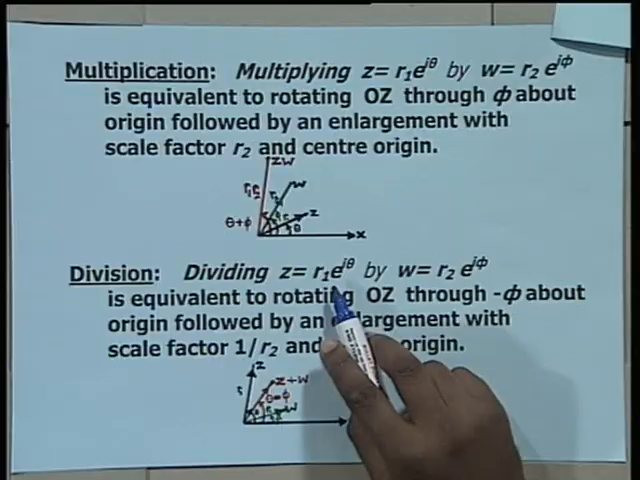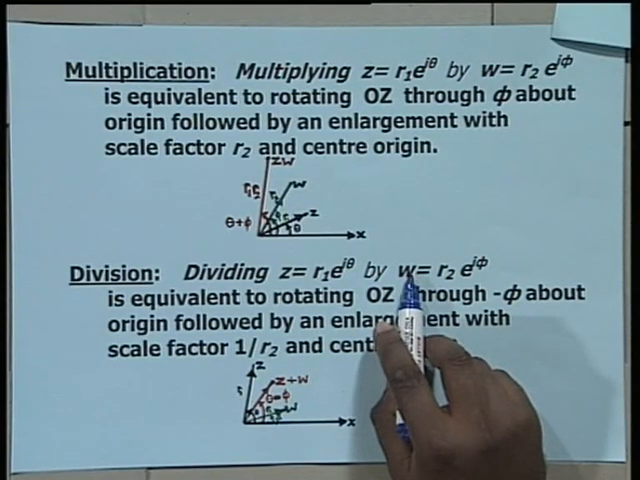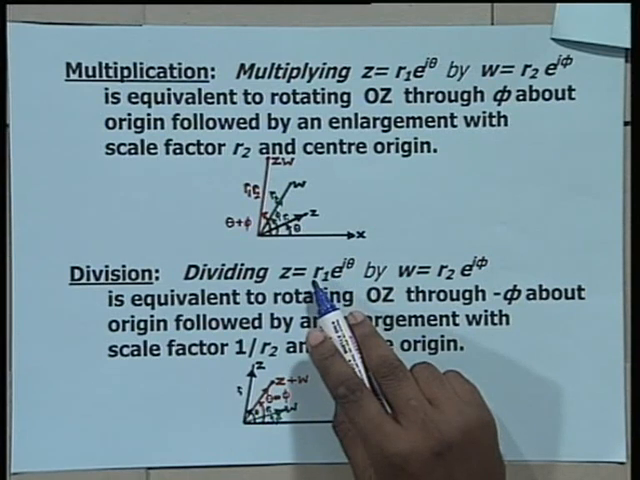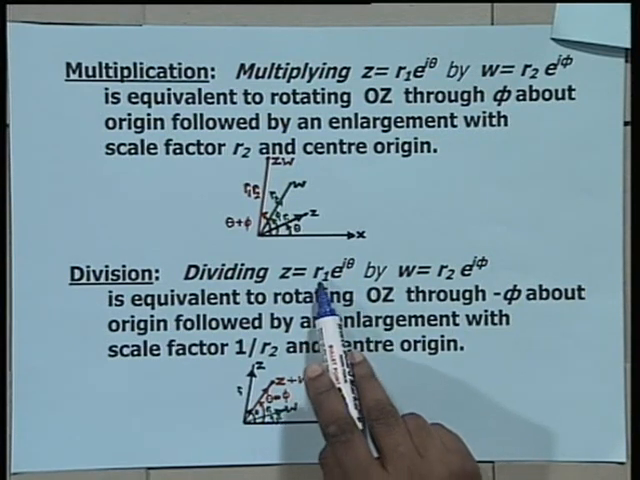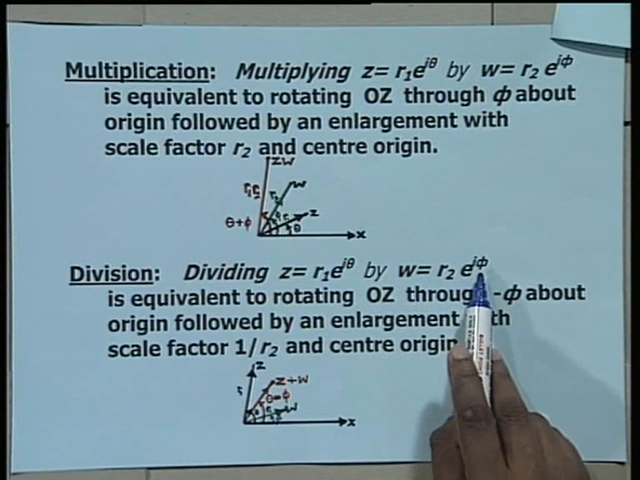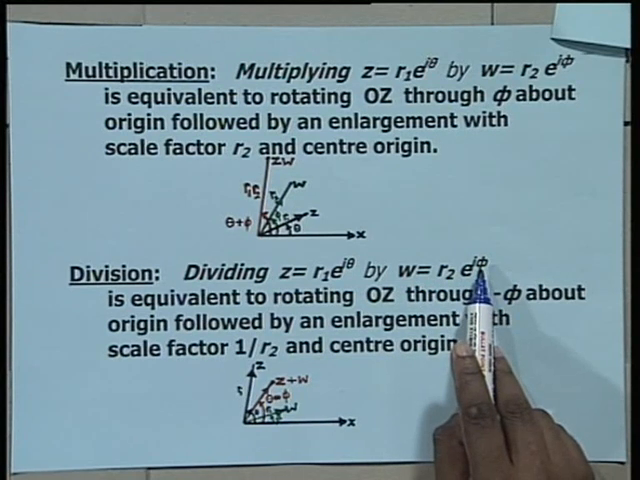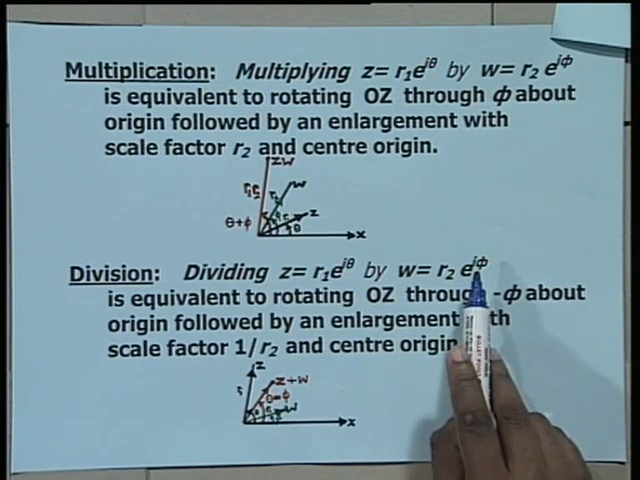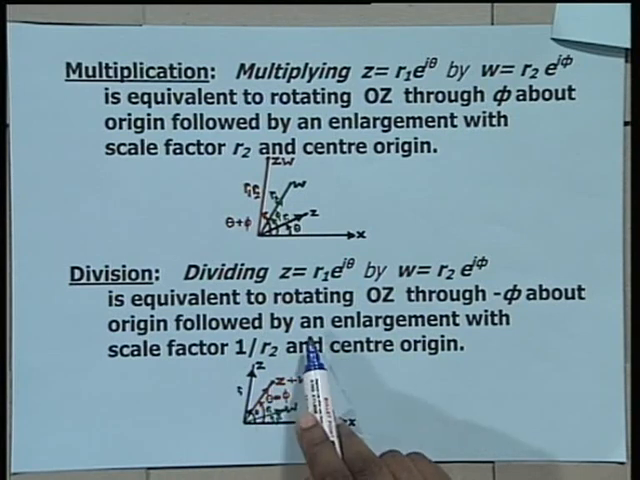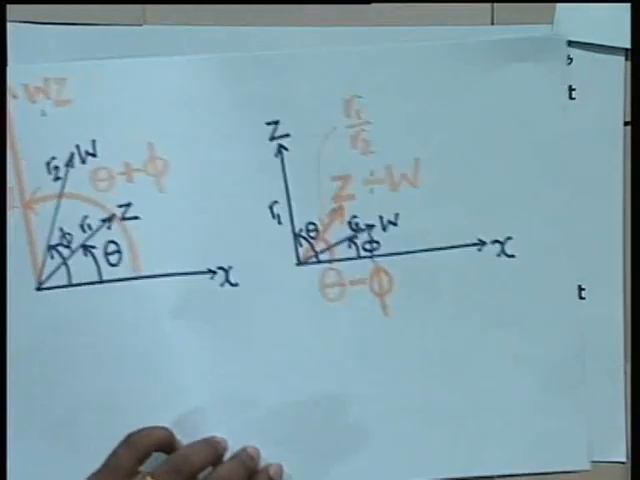Dividing Z by W is equivalent to rotating OZ through minus phi. Note, phi is the argument of W. We rotate by minus phi and enlarge it by a scale factor 1 over R2. Let's see it on the following diagram.